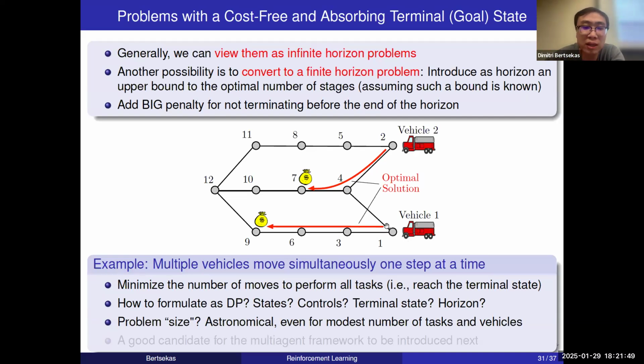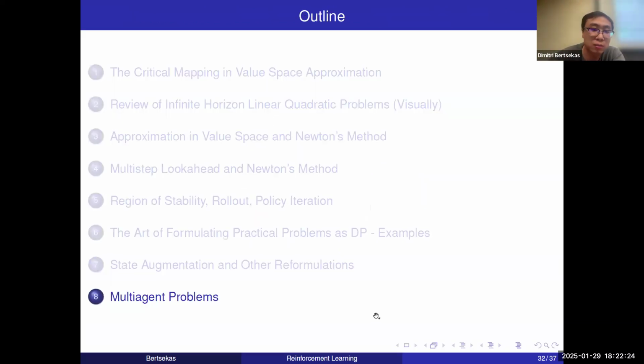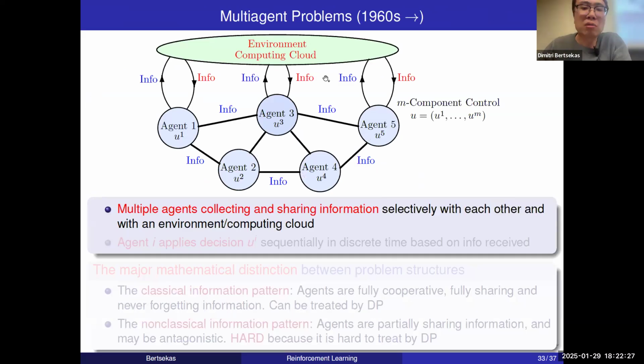Suppose that we have 10 vehicles, and at each stage each vehicle has 2 options to choose from. Then our minimization would need to calculate 2 to the power 10 numbers. And this can grow quite quickly. Suppose there are 20, then it's 2 to the power 20, or 2 to the power 50. Quite quickly, this problem becomes unmanageable with the standard one-step lookahead method. This is a good candidate for the multi-agent framework we're going to introduce next. The multi-agent framework has a long history, dating back to the 60s.